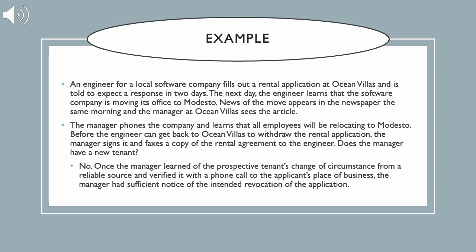The next day, the engineer learns that the software company is moving its office to Modesto. News of the move appears in the newspaper the same morning, and the manager at Ocean Villas sees the article. The manager phones the company and learns that all employees will be relocating to Modesto. Before the engineer can get back to Ocean Villas to withdraw the rental application, the manager signs it and faxes a copy of the rental agreement to the engineer. Does the manager have a new tenant? No. Once the manager learned of the prospective tenant's change of circumstance from a reliable source and verified it with a phone call to the applicant's place of business, the manager had sufficient notice of the intended revocation of the application.